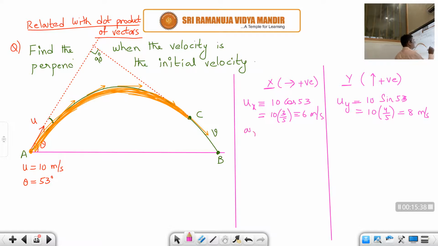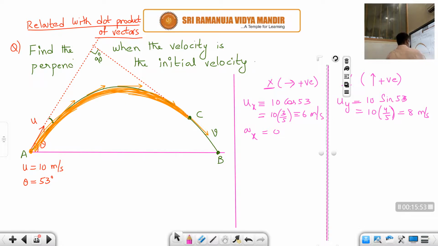And what is ax? Here we should take 0, because the previous problem which I told is a special problem. Only if they mention in the problem should we take ax as some value. Otherwise we should not take it. Okay, students, I hope you are understanding this. Here they didn't mention anything, therefore ax is 0. And ay, as usual, is minus 10 meters per second square because upward is positive. Now we are interested in finding out the time from A to C.